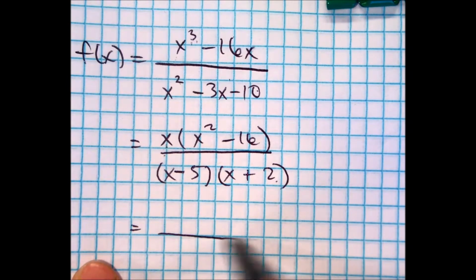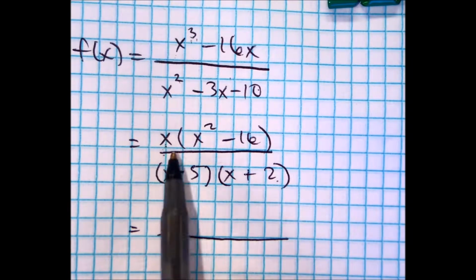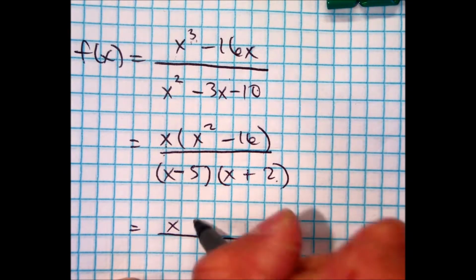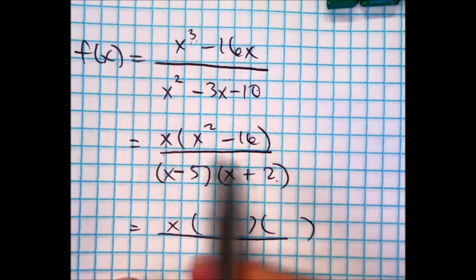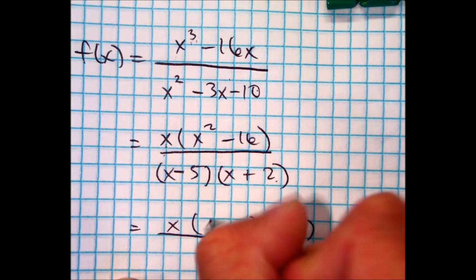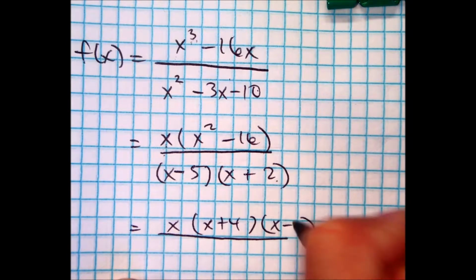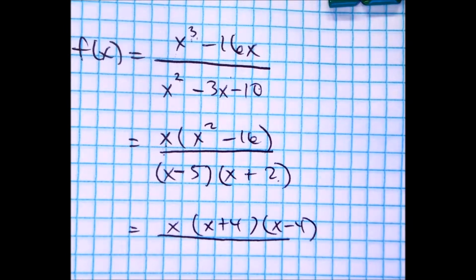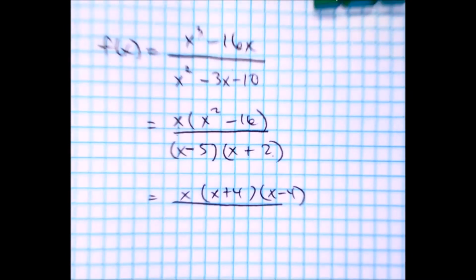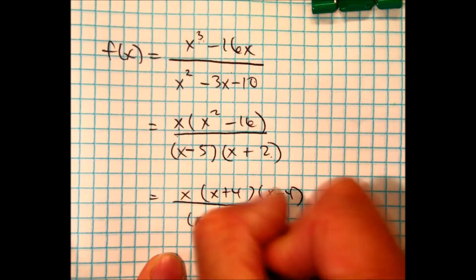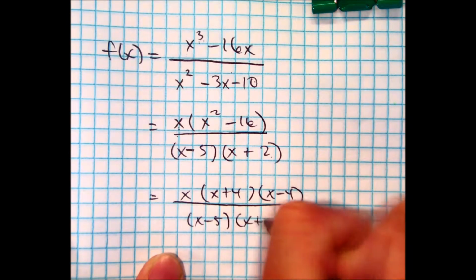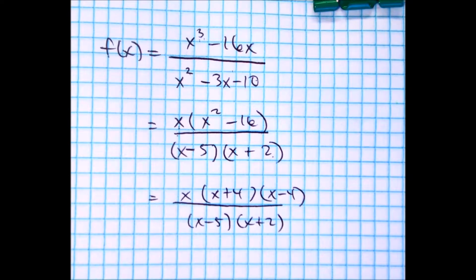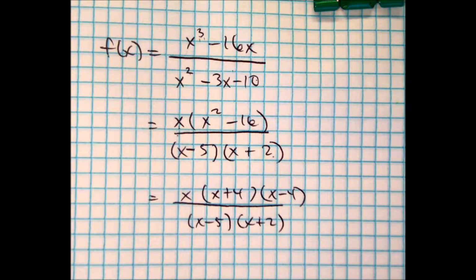Now we just did a problem earlier. This will factor to be what? X plus 4, x minus 4. Raise your hand if you got that. And then I just have the x minus 5, x plus 2. Okay. Class, is there anything that we can cancel? No. So it's pretty busy.